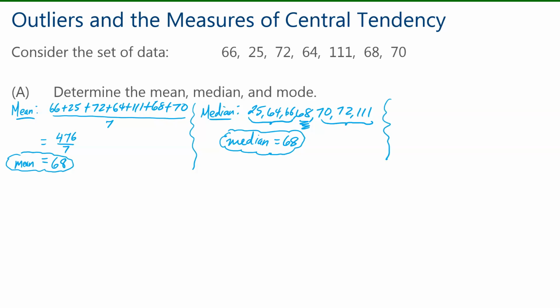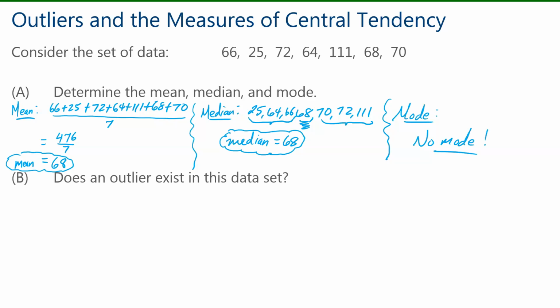For the mode, we need to consider a piece of data that repeats itself. But when we look at our data, there is no data value that repeats. Therefore, no mode exists.